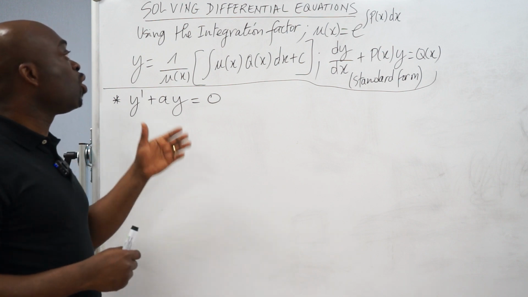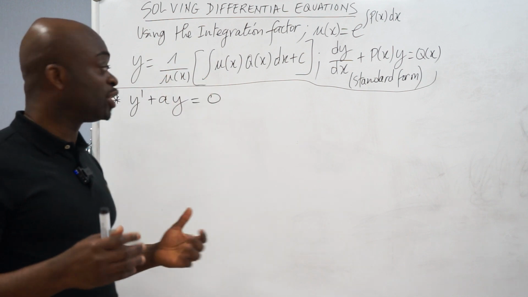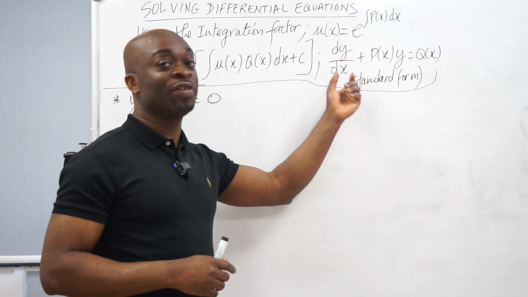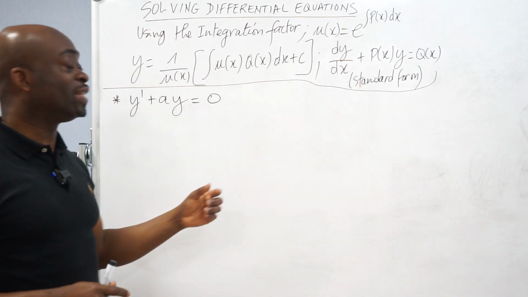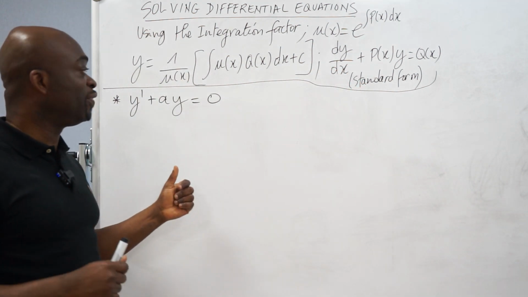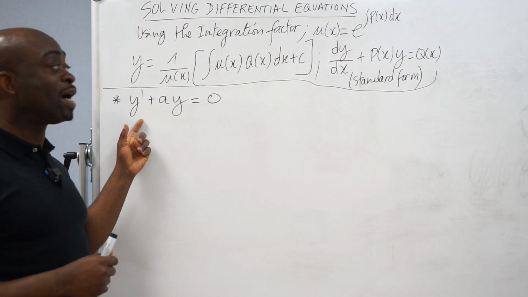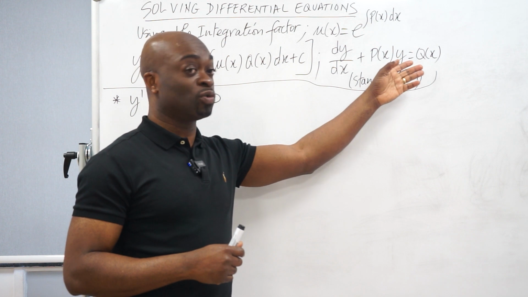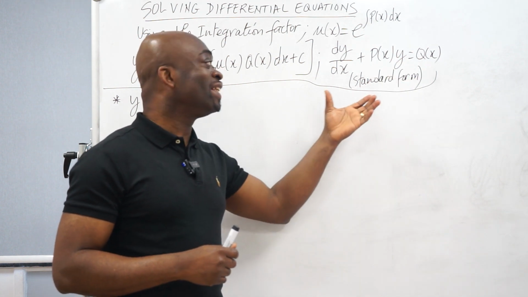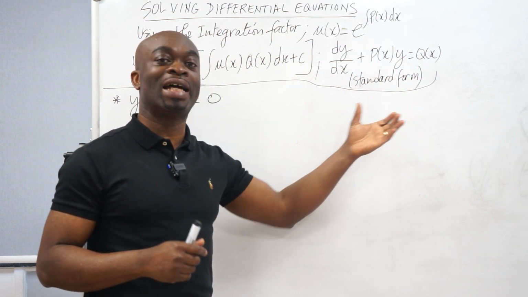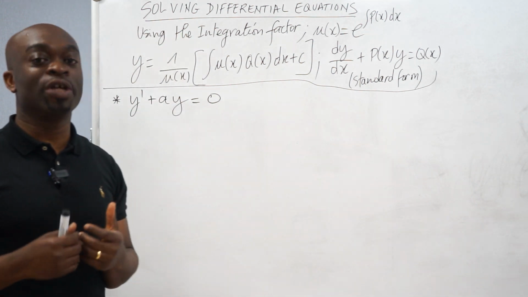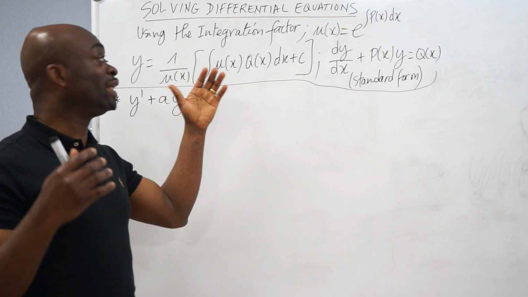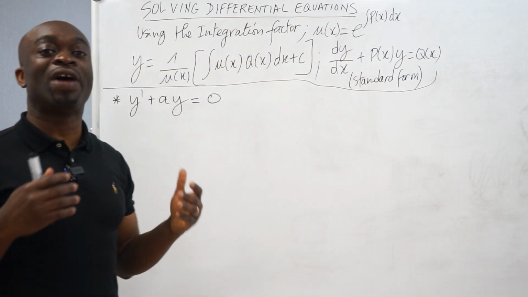So if you have an equation in what we call the standard form, which is dy over dx, remember, dy over dx is the same thing as the derivative, the same as y prime, plus p of x times y equals q of x. This is what we call standard form, meaning that if you have a differential equation that looks just like this one, you can go ahead and use the integration factor.